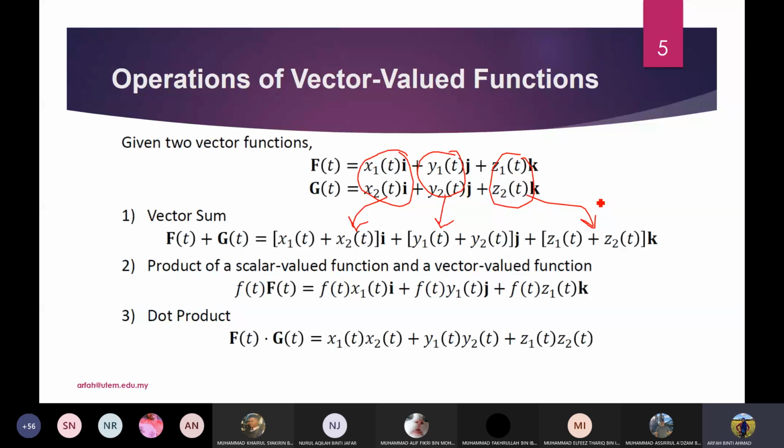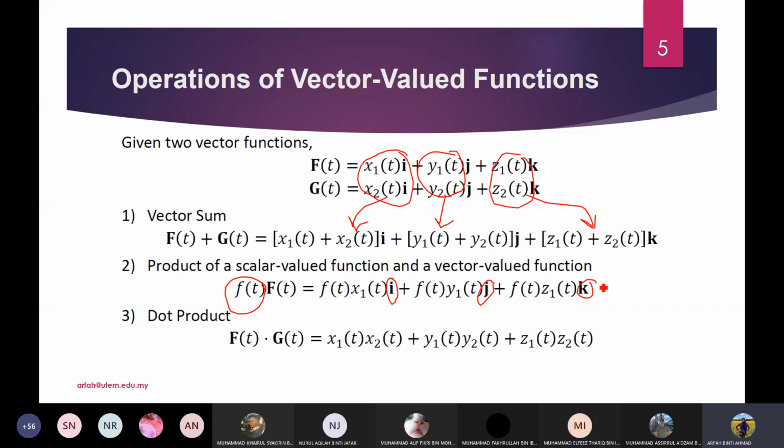Okay. So product of a scalar value function and a vector value function, meaning that let's say if you have a function of f(t), satu function, kita nak darabkan dengan vector function F. So in this case, awak akan ambil function f tu akan didarabkan dengan setiap komponen I, J dan juga K. Okay, so itu adalah dia punya vector function.